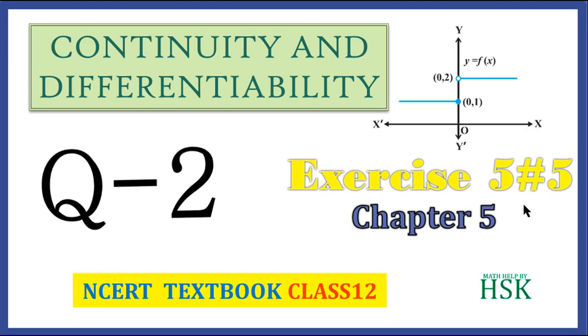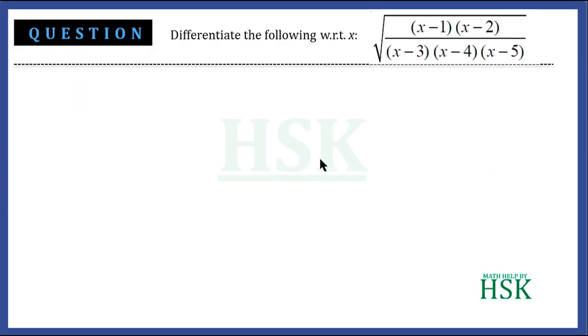This is question number 2 of exercise 5.5 from the chapter Continuity and Differentiability. So we have to differentiate with respect to x the square root of (x - 1)(x - 2) upon (x - 3)(x - 4)(x - 5).